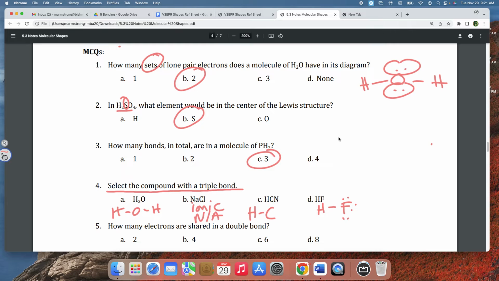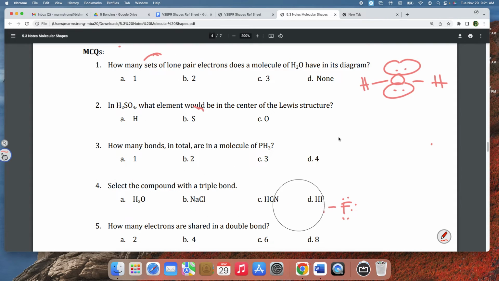So if H can only single bond to that C, and C always needs 4 bonds around it, that means that one's a triple bond. And nitrogen's not quite finished. It needs those lone pair electrons. So this one has a triple bond in it. We're going to move on to question 5.